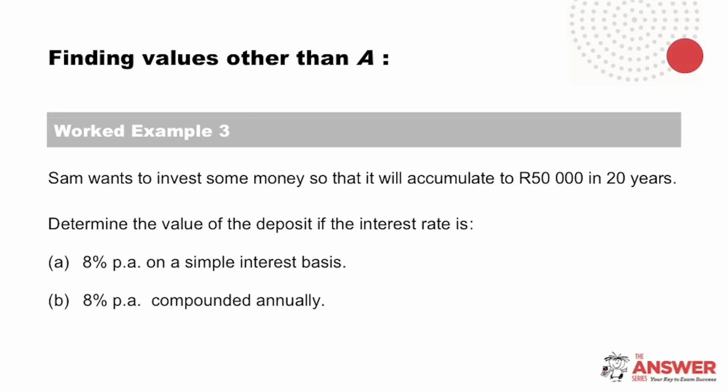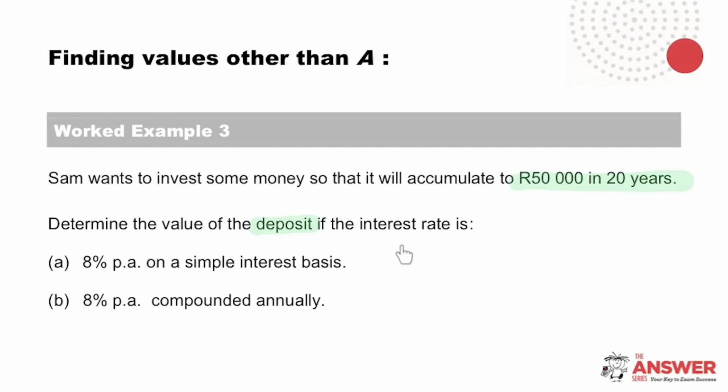Let's start with this example about Sam, who wants to have 50,000 Rand in 20 years' time, and we have been asked to determine the value of the deposit. If you would like to try it on your own first, please pause the video and give it a go. Looking at the question, what is important here is to see that the 50,000 is an amount in the future. In other words, the amount we've been asked to find is the amount that he needs to deposit now, which means in each scenario, A and B, we've been asked to find P.